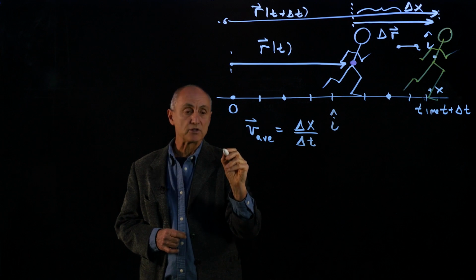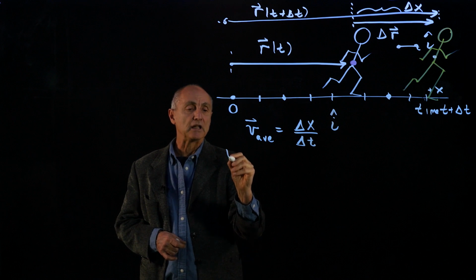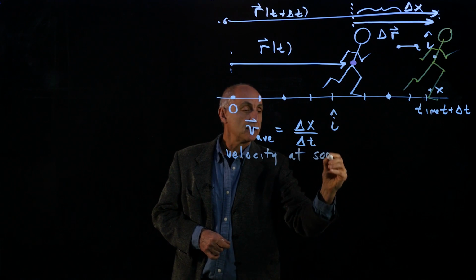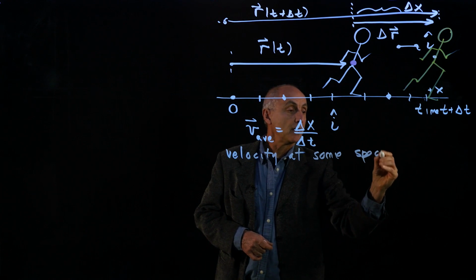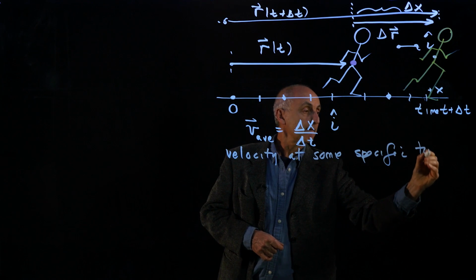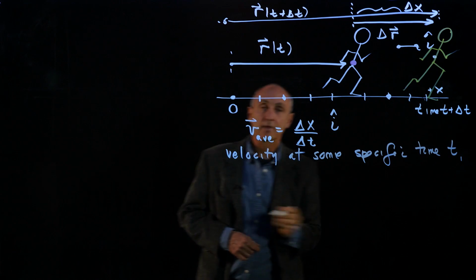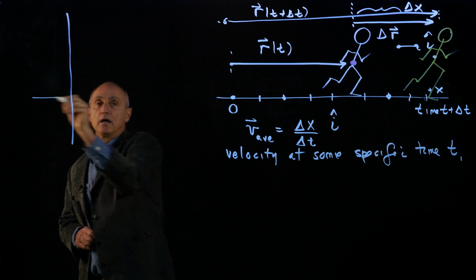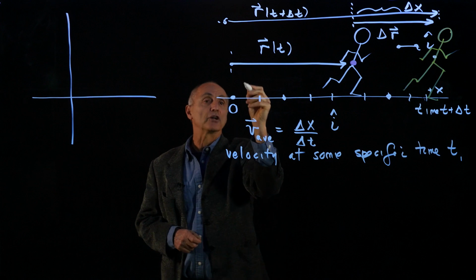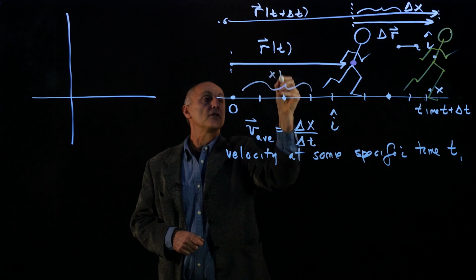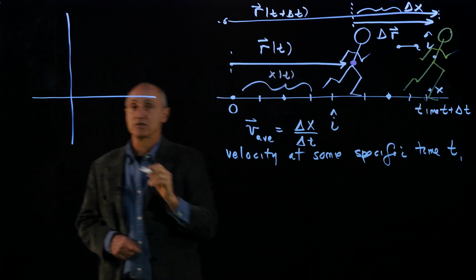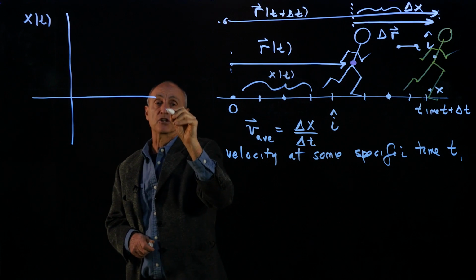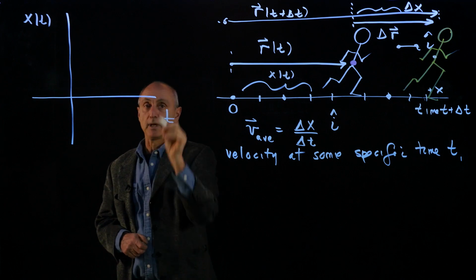Now we'd like to ask a separate question. What do we mean by the velocity at some specific time, t1? In order to understand that, let's make a plot of the position function. Remember, we called the component of the position function x of t. So we're going to plot the component of the position function with respect to time.